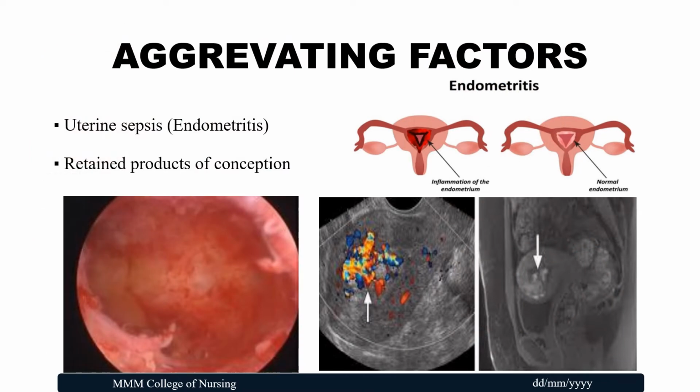What are the aggravating factors for subinvolution? First one is uterine sepsis. That is, if there is any infection in the endometrium of the uterus, it will aggravate the subinvolution. And retained products of conception. After the delivery, you have to ensure that all the conceptual products are removed from the uterus. Otherwise, it will aggravate subinvolution.